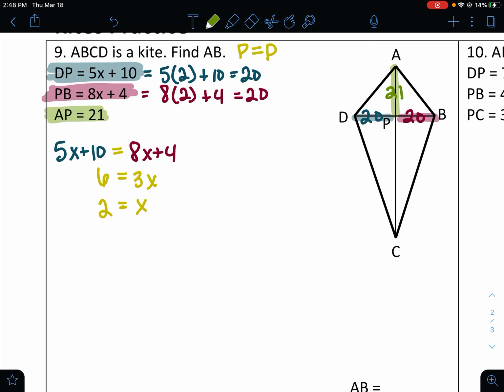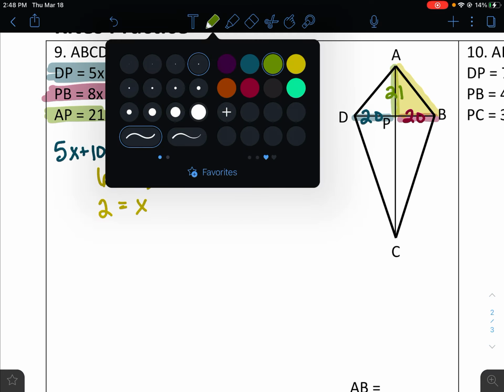All right, and then it says to find AB. So where is AB? AB is right here. Oh, look at that. We got a right triangle, folks. When in doubt, look for a triangle. Okay, so let's see what we can do with that triangle.